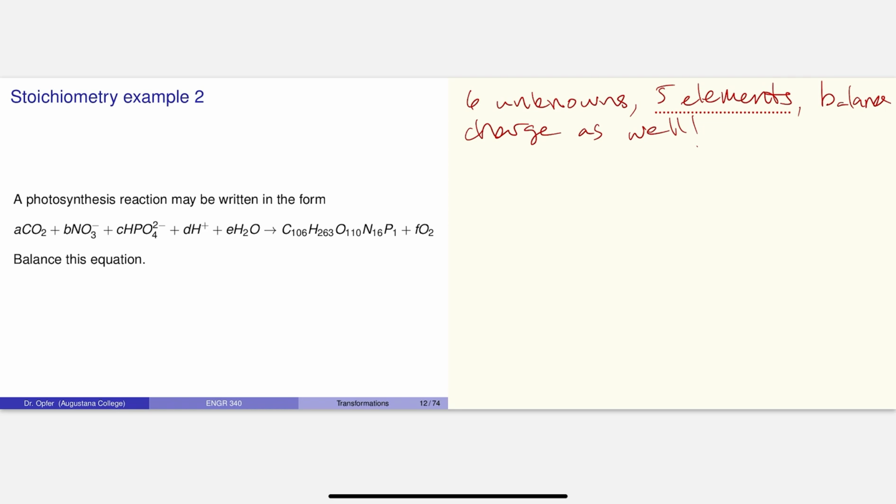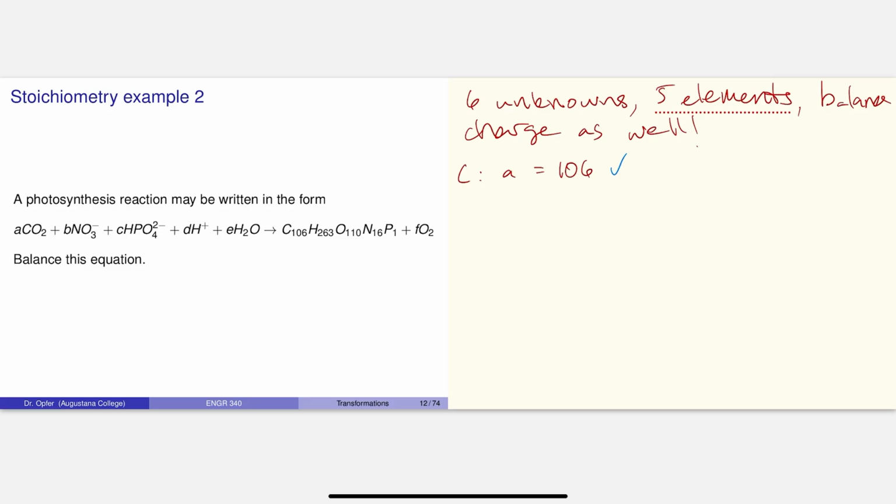Okay, so let's write out our equations. All right, let's start with carbon. The only carbon that shows up on the left-hand side of the equation is right here in our carbon dioxide, and the coefficient there is just A. And the only place carbon shows up on the right-hand side is in our biomass. So we know that A has to equal 106. That's how we get an equal number of carbons on the left-hand side as the right-hand side. So that tells us A pretty quickly.